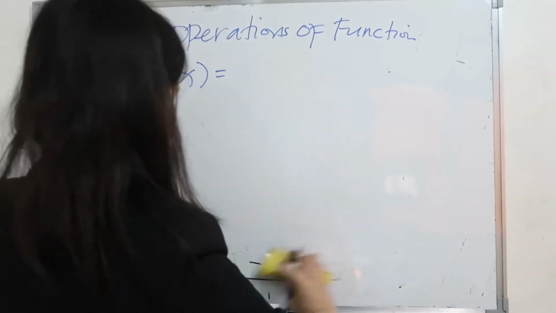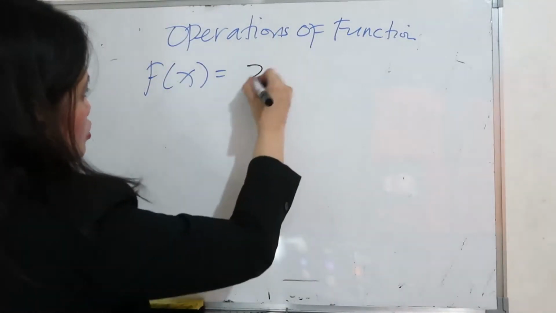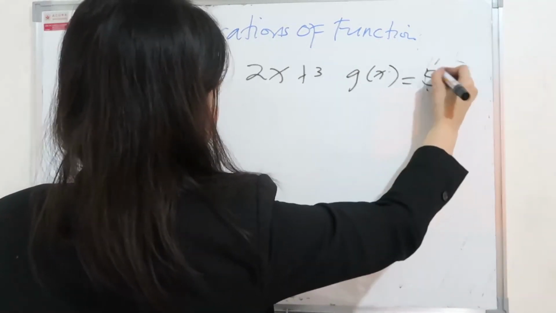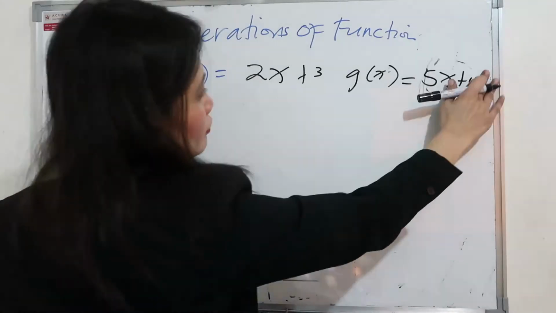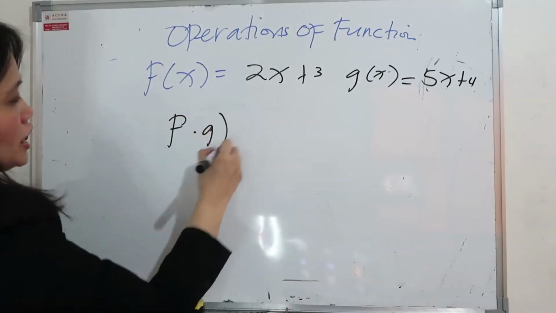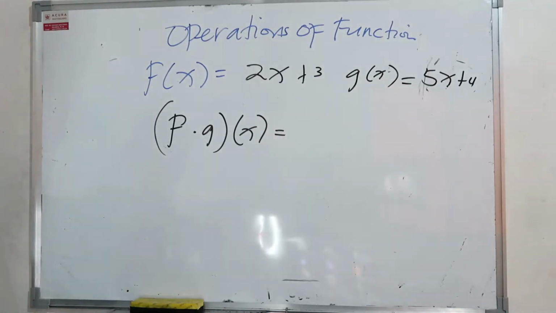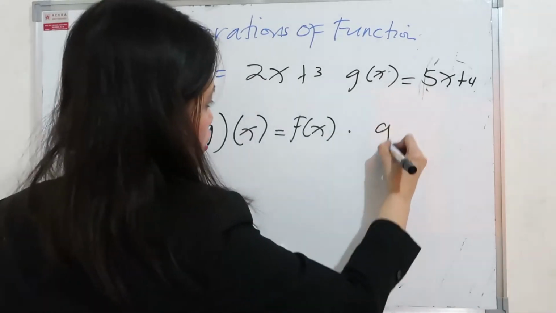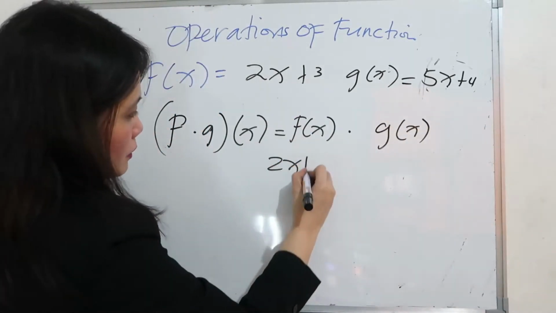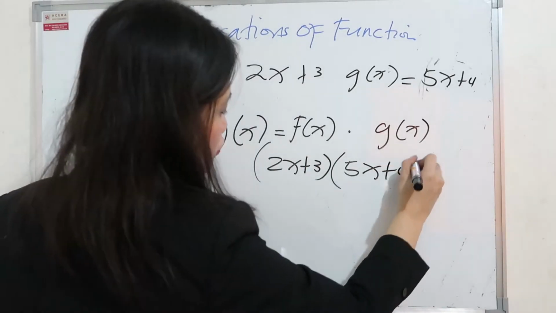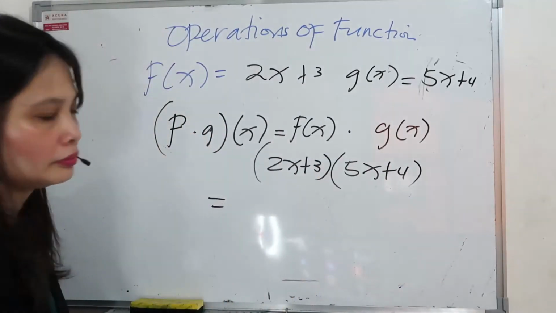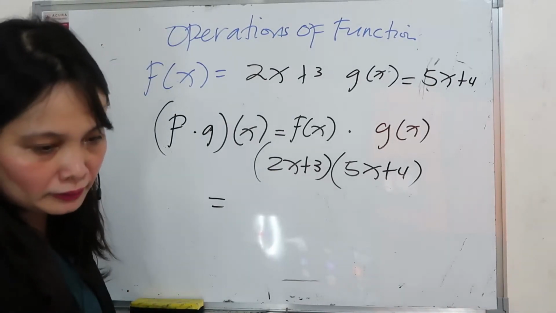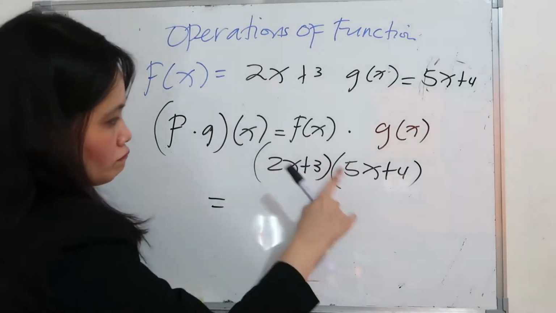What if the given is like this? Okay. Let's say we have f of x equals 2x plus 3 and then z of x equals 5x plus 4. Okay? So how do we solve for f multiplied by z of x? Paano naman yon? F multiplied by z of x. Meaning, f of x multiplied by z of x. Just multiply it. So we have 2x plus 3 multiplied by 5x plus 4. So using FOIL method, what is the answer? Multiply lang.